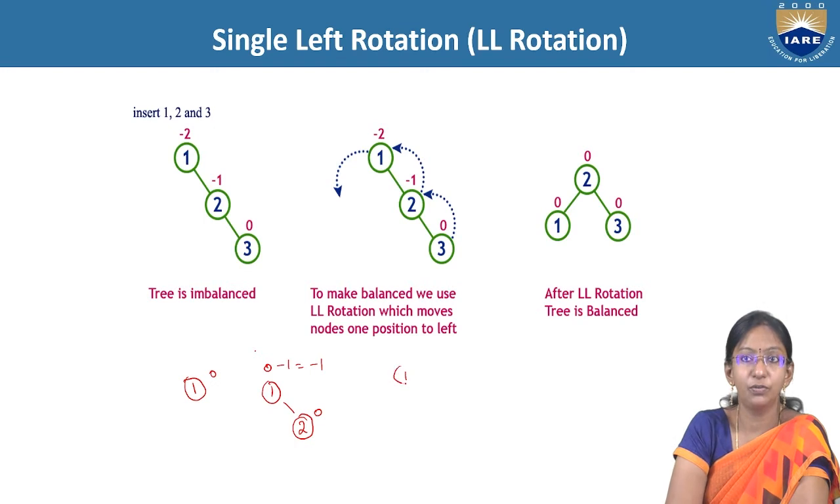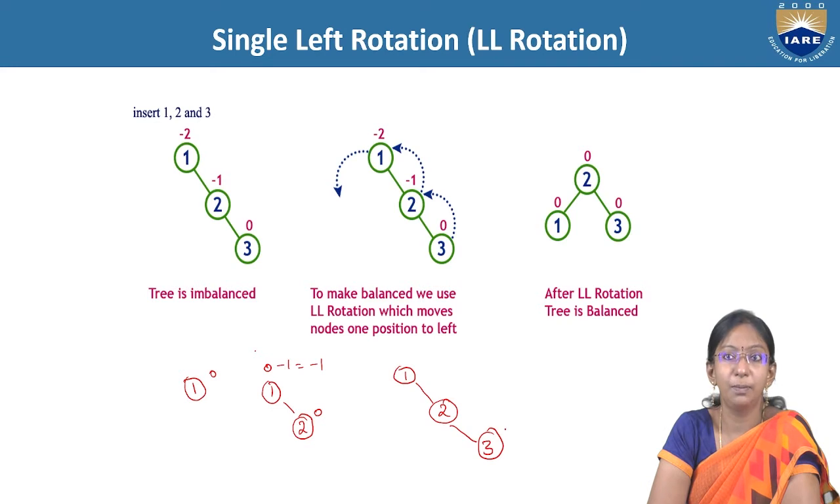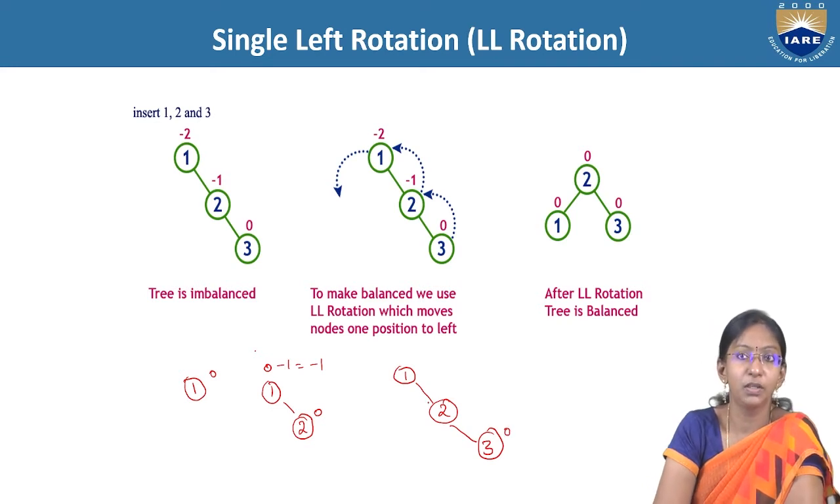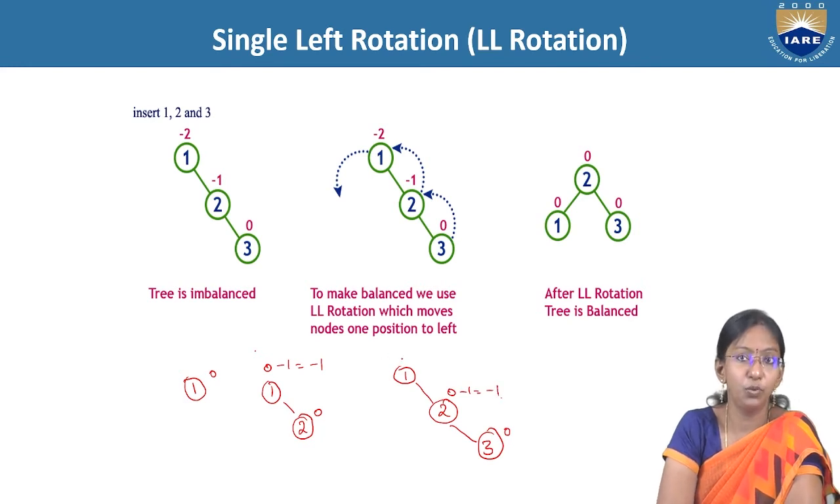Coming to the insertion of 3, as it is greater than 1 and 2, it will be the rightmost element. Let's again calculate the balance factors. So the balance factor of 3 is 0, 2 is 0 minus 1, which is -1. Coming to 1, it is 0 minus 2, which is -2. You can clearly see that 1 is the node which lost its balance.